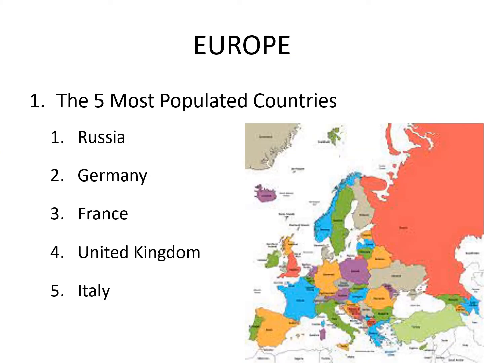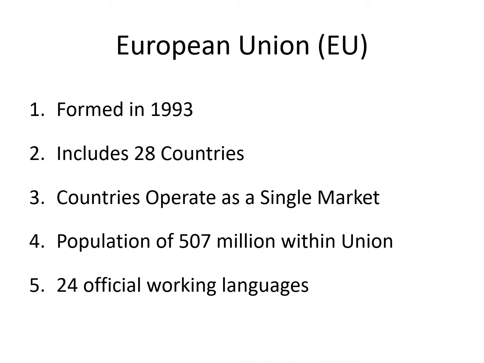Let's begin with Europe. The 5 most populated countries in Europe are Russia, Germany, France, the United Kingdom, and Italy. When we talk about Europe, we have to talk about the European Union, especially when it comes to human resources management. What is the European Union?